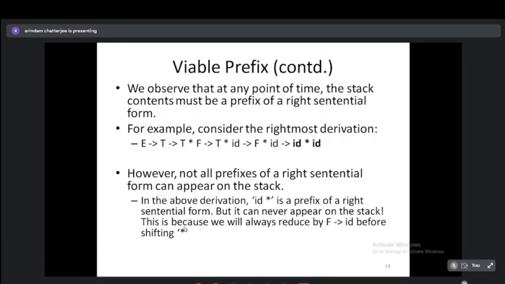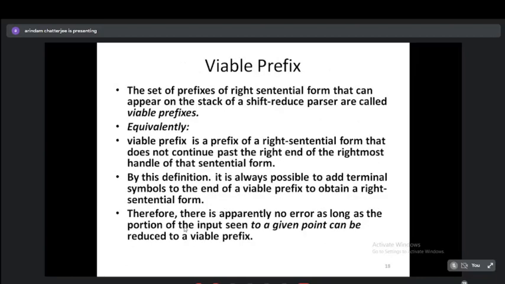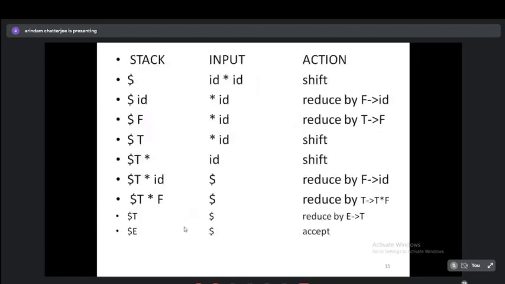So E producing T producing T star F. The stack contents must be a prefix of a right sentential form. This is what is most important to understand. So your ID, first you have $ID on the stack. That is a prefix of the right sentential form.